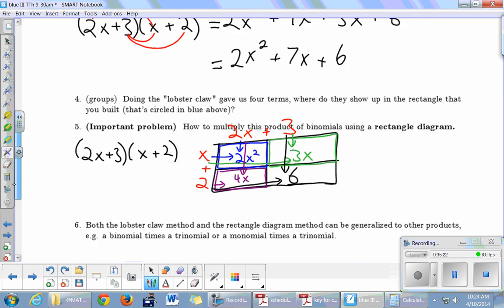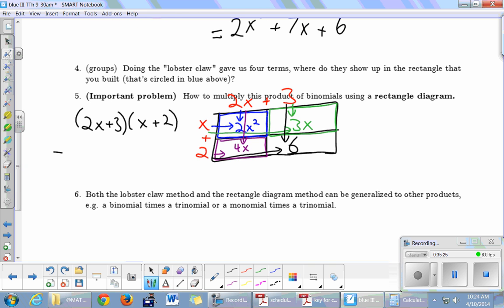Okay, and so if I wanted to write down my answer to what do I get when I multiply these two guys using a rectangle diagram, I just copy the things that are inside this picture. 2x squared plus the 3x or the 4x, it doesn't matter which order you go in, plus the 6. You see the four pieces, and then we just add them all up. 2x squared plus 7x plus 6.